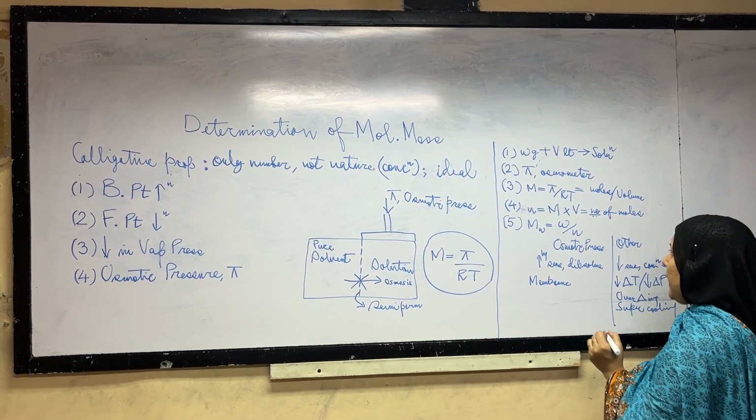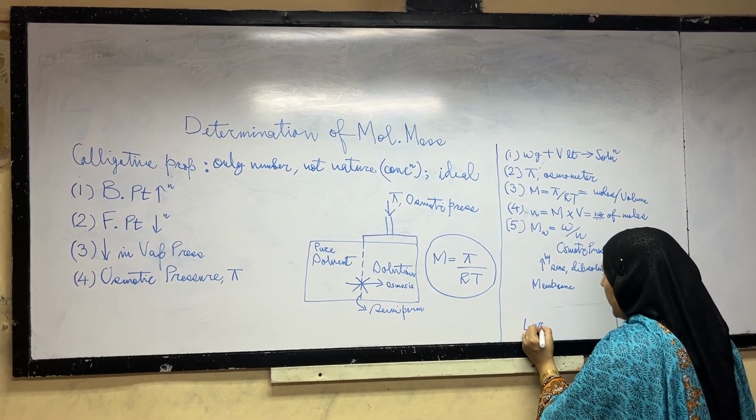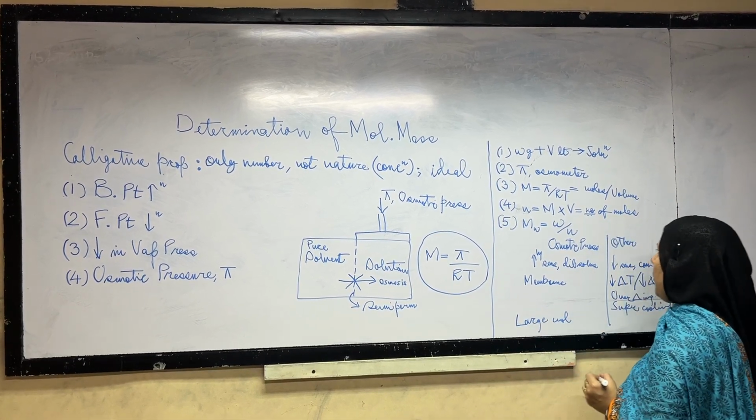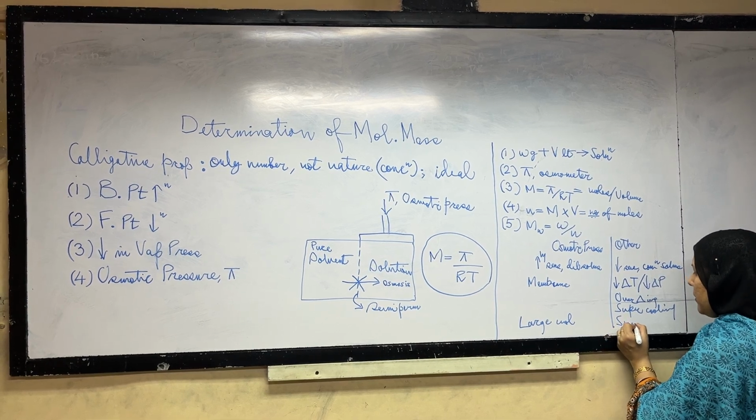And finally, the application. Osmotic pressure measurements are used for large molecules like high polymers and large biomolecules, and other colligative properties are used for smaller molecules.